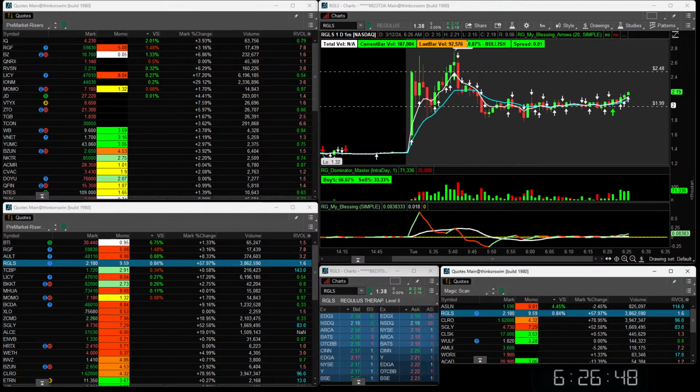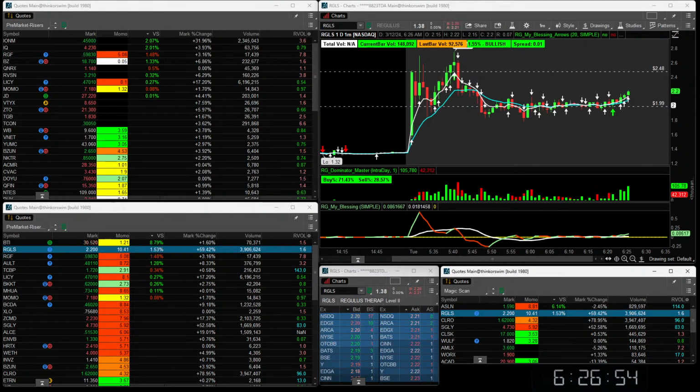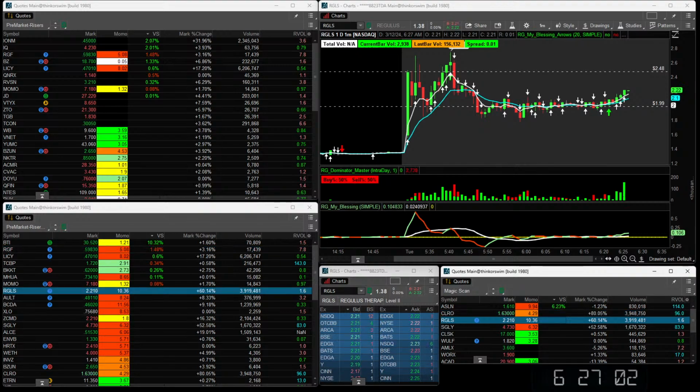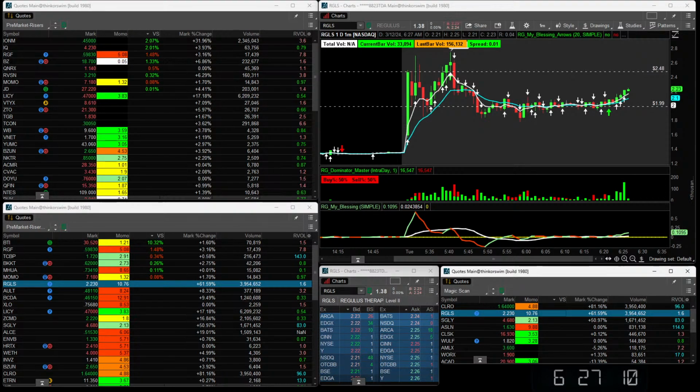Seeing some big red numbers in there as well. They are pushing it up a little. Come on, let's push it up $5 and I'll get in at 2. How about that?